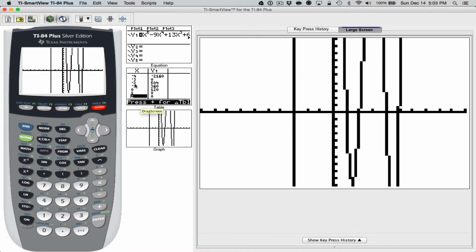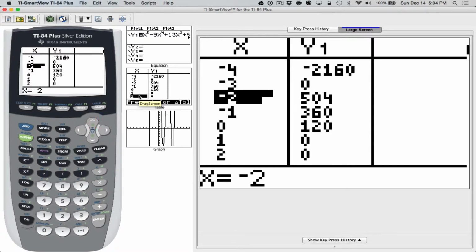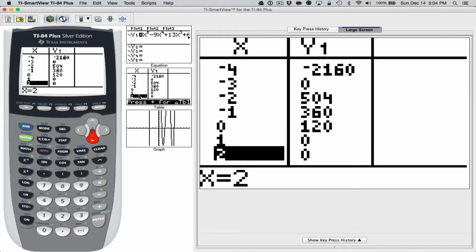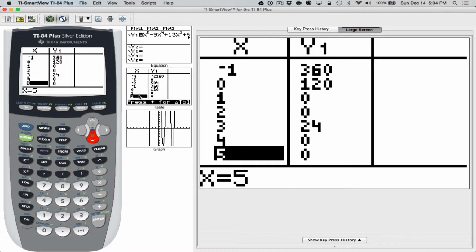One is, I happen to be glancing up here, and if I look at the table right here, second graph gets me into the table, a table of values. And I note that -3 is 0, 1 is 0, 2 is 0, 4 is 0, and 5 is 0. Those are my 5 zeros for this polynomial. I've just factored it. Factors are x plus 3, x minus 1, x minus 2, x minus 4, x minus 5.